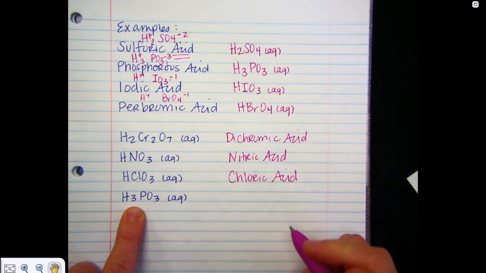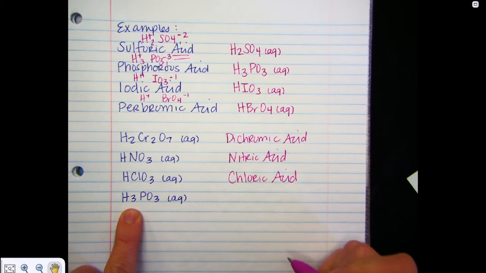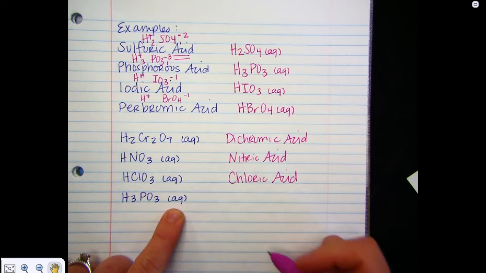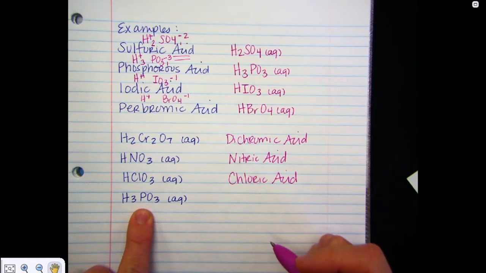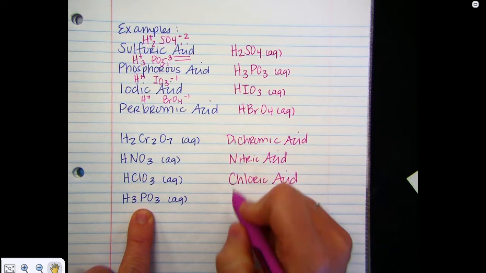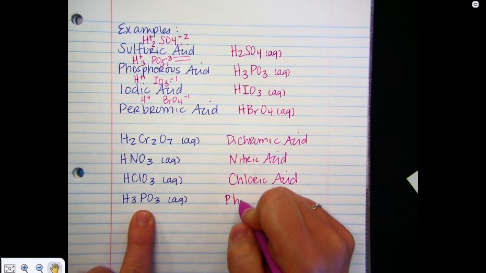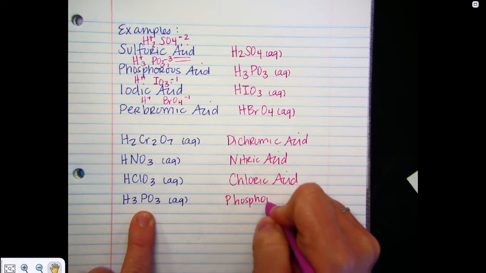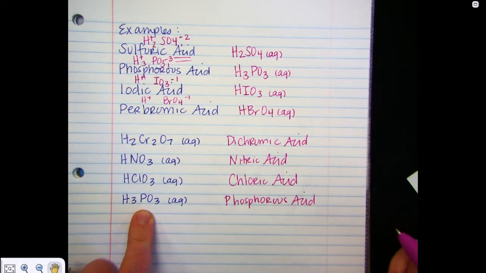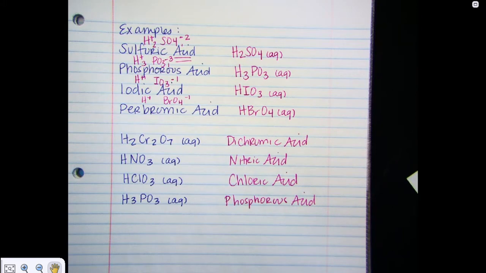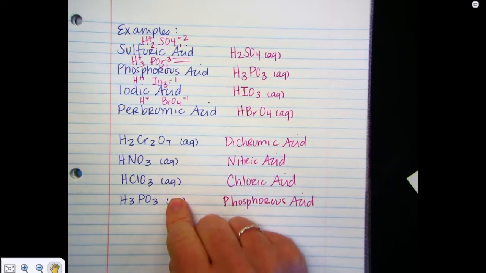Last one here, H3PO3 AQ. AQ tells me dealing with an acid. Our PO3 is phosphite. Ite goes to us, so this is phosphorous acid. Okay. So again, remember, if it is an acid in the formula, you will always have an AQ.